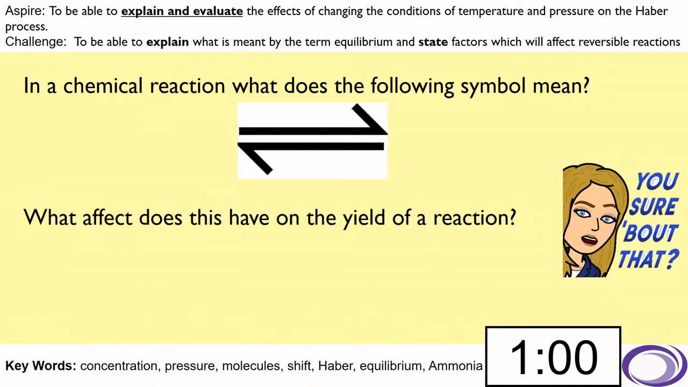So let's flip back to another lesson and have a little bit of a recap before we get into the Haber process. In a chemical reaction, what does the following symbol mean? And what effect does that have on the yield of a reaction?